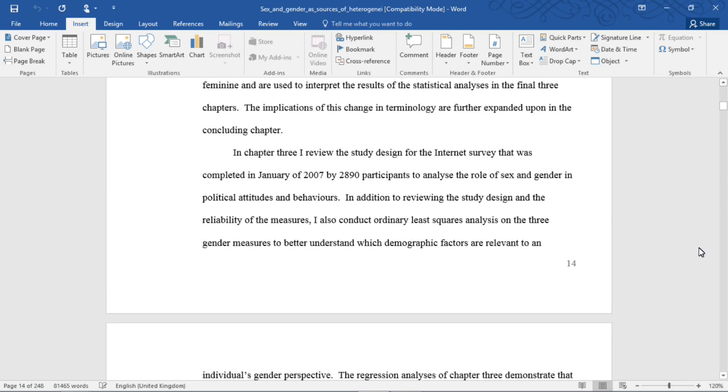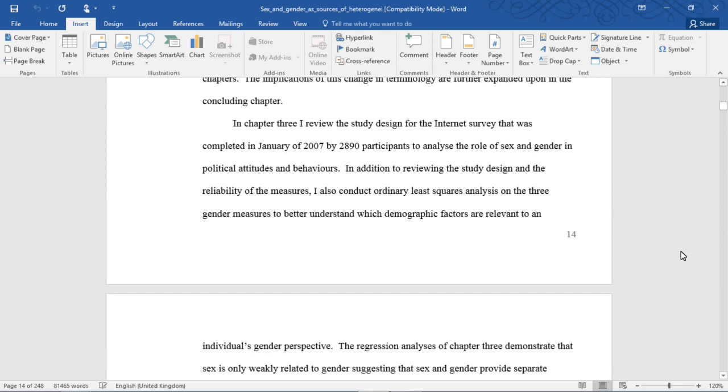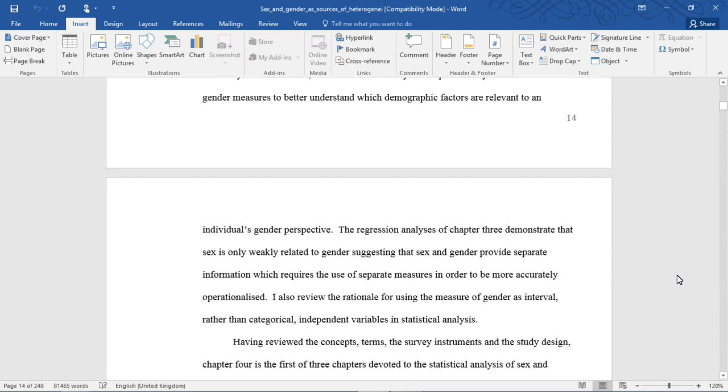In Chapter 3, I review the study design for the internet survey that was completed in January of 2007 by 2,890 participants to analyze the role of sex and gender in political attitudes and behaviors. In addition to reviewing the study design and the reliability of the measures, I also conduct ordinary least squares analysis on the 3 gender measures to better understand which demographic factors are relevant to an individual's gender perspective.